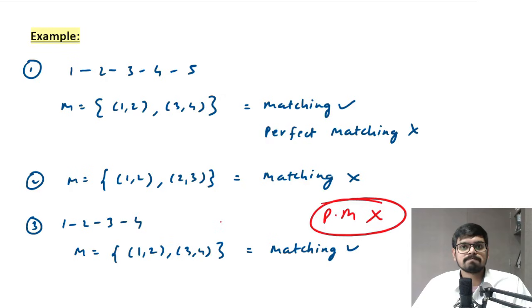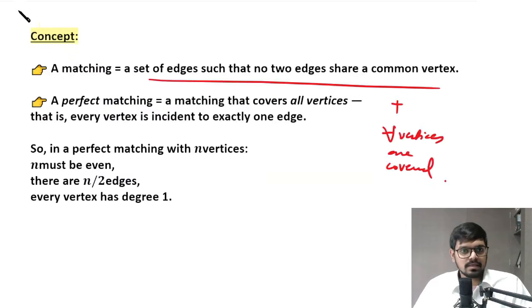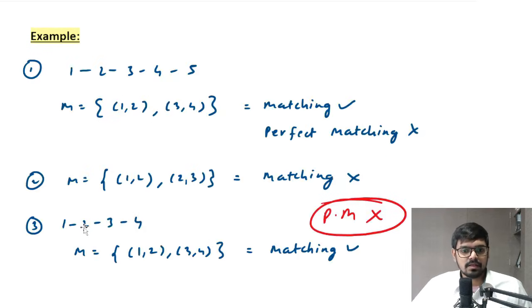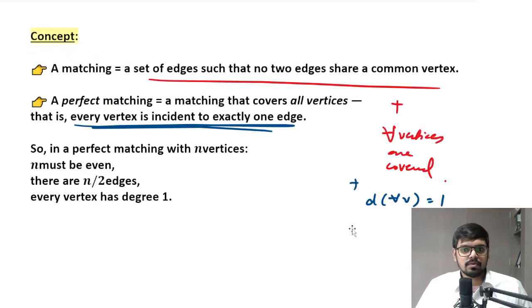Answer is no, because perfect matching also has one more condition. I told you this while dealing with the example, I will explain. Every vertex is incident to exactly one edge, which indirectly means the degree of all the vertices should be 1. So it should be matching, plus all the vertices covered, plus the degree of all the vertices should be 1. I hope this is clear. If this is clear, then you will say 2 and 3 do not have degree 1, therefore this is not a perfect matching. As simple as that.